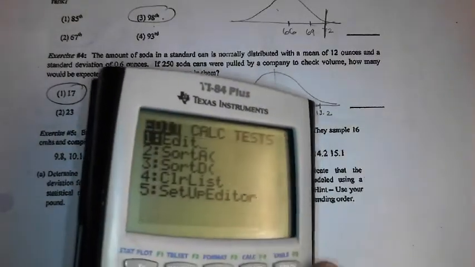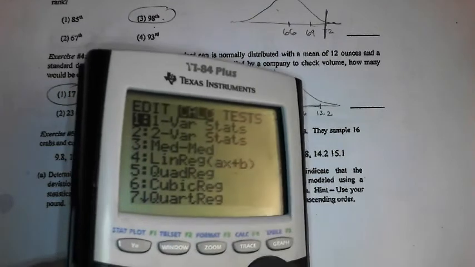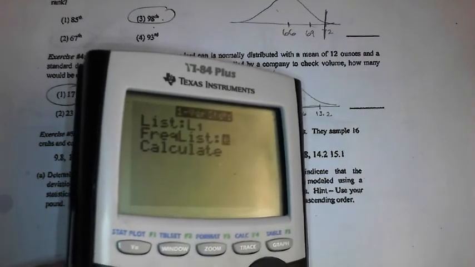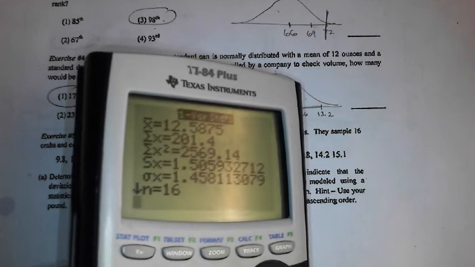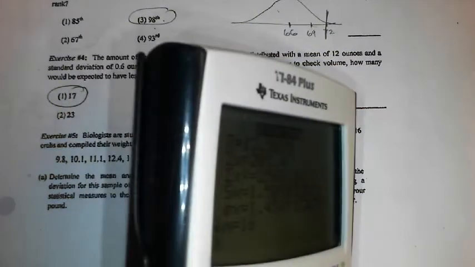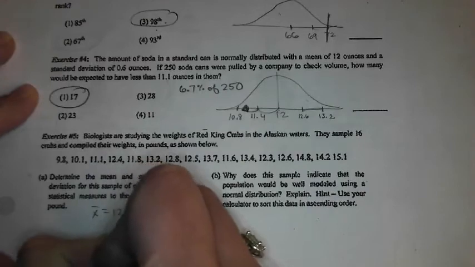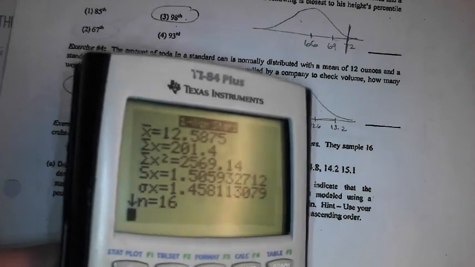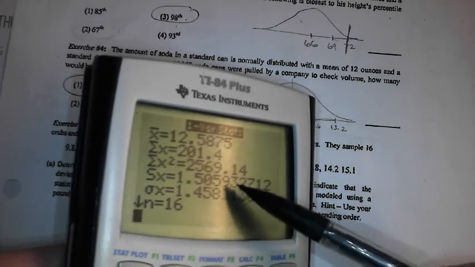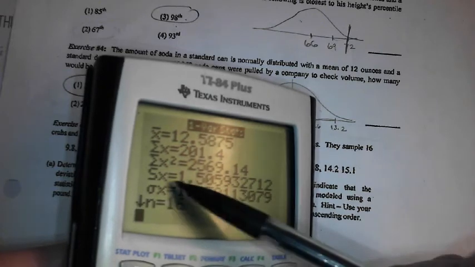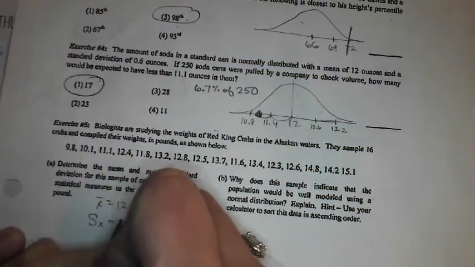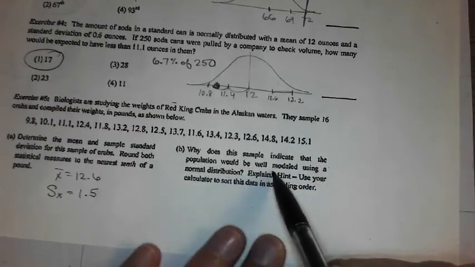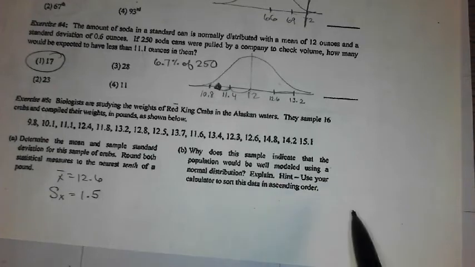We've got determine the mean and the sample standard deviation. So we go to stat. I run a calculation, one variable statistics. I don't have a frequency, so I'm getting rid of that. Calculate. So my mean is, did it say around 12.6? What is my sample standard deviation? Which one's sample, which one's population? S. The S is the sample, so 1.5. Why does this sample indicate that the population would be well modeled using a normal distribution?